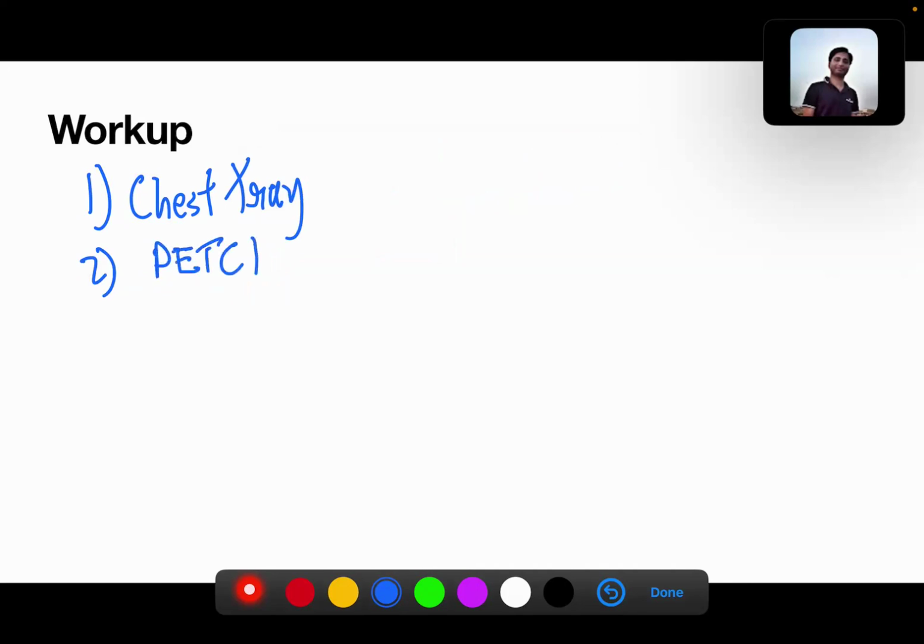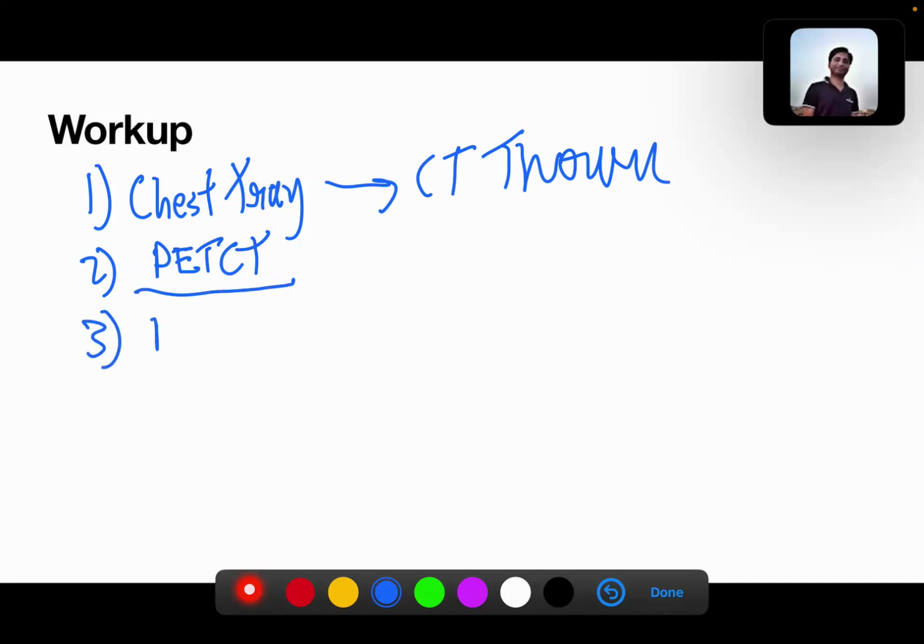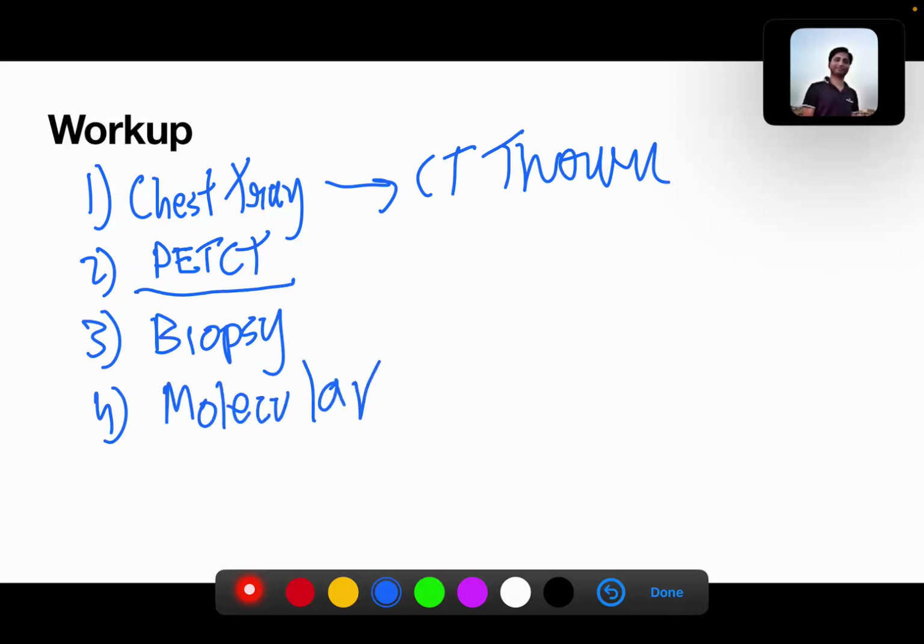So for a metastatic non-small cell lung cancer, first of all, obviously you'll do a chest X-ray if the patient has respiratory symptoms, and then you will do a PET CT. This is followed by a CT thorax or imaging of the site which has symptoms. For example, if they have respiratory symptoms, you'll do CT thorax. If they have some other symptoms, you'll start off with that particular site. Then for metastatic evaluation, you always do a PET CT, and then you do a biopsy, right? And then you do a molecular study. So all of this needs to happen: metastatic evaluation, a biopsy, and a molecular study.